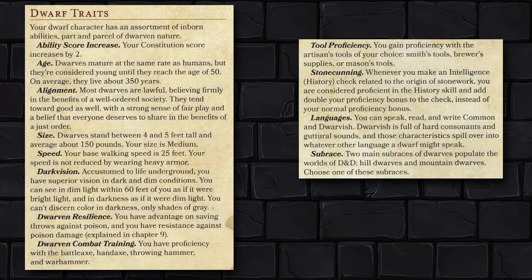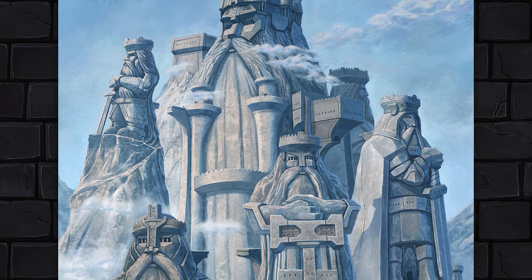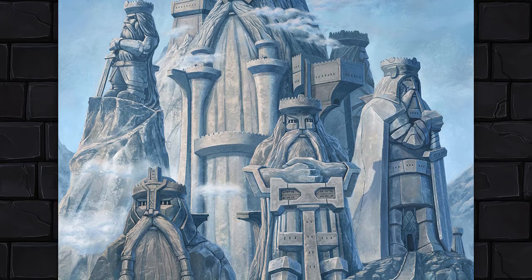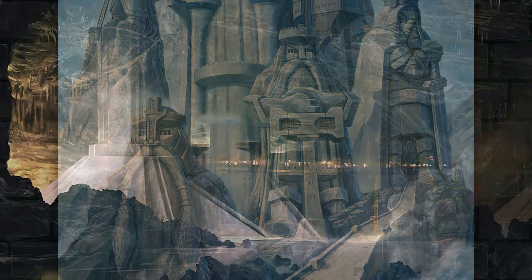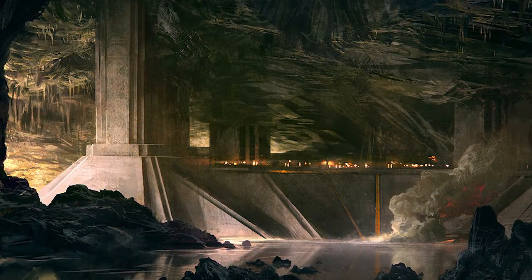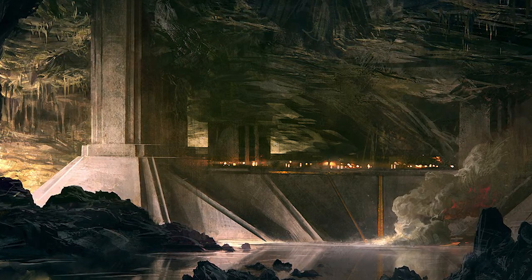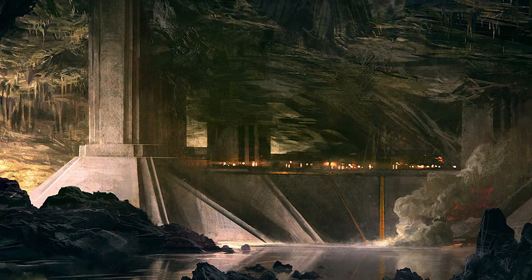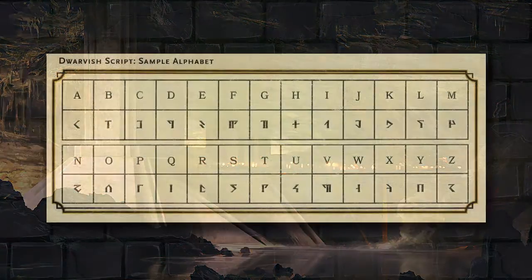Stone cutting. Whenever you make an intelligence history check related to the origin of stonework, yes, you're hearing me right, you are considered proficient in the history skill and add double your proficiency. So you know all about stone. Now, it could have something to do with the fact that you live underground, and most of the time dwarves build these massive kingdoms, these keeps within the mountain in order to protect their home, protect their gold hoards and their craftsmanship and their clan folk. But obviously you're gonna know all about how to shape a stone, and that could be important, could not be. This is very fluffy. So again, not the most important skill, but it's there for you, and could be fun to use it. Languages, Dwarvish and Common, obviously.